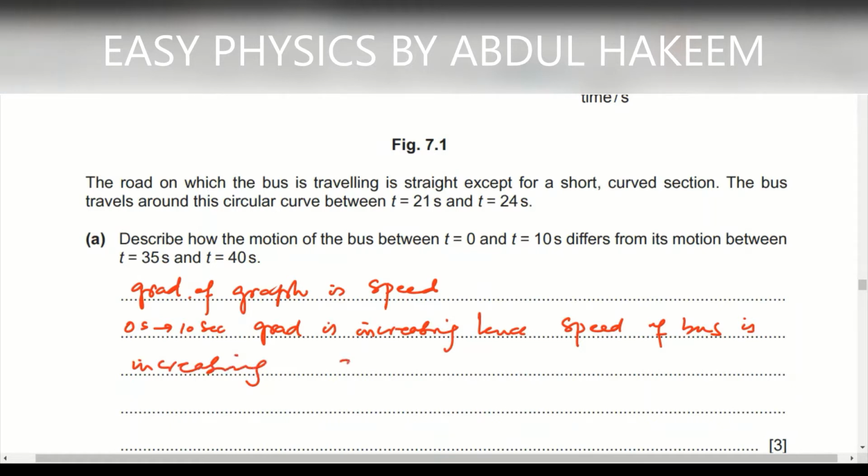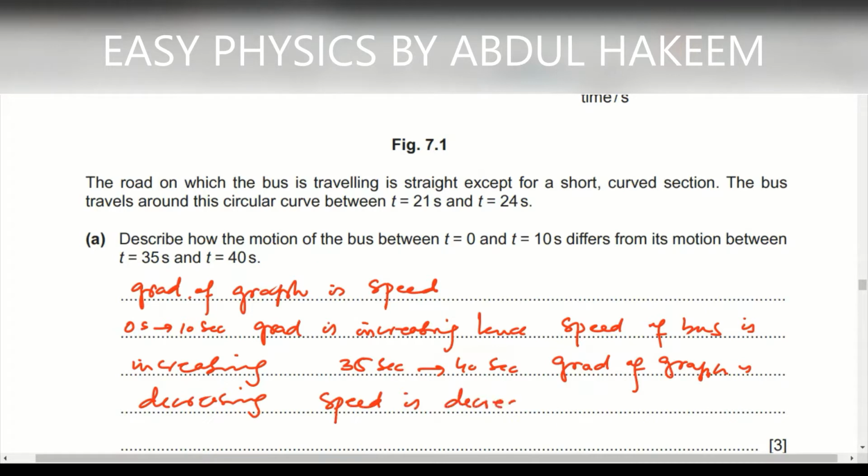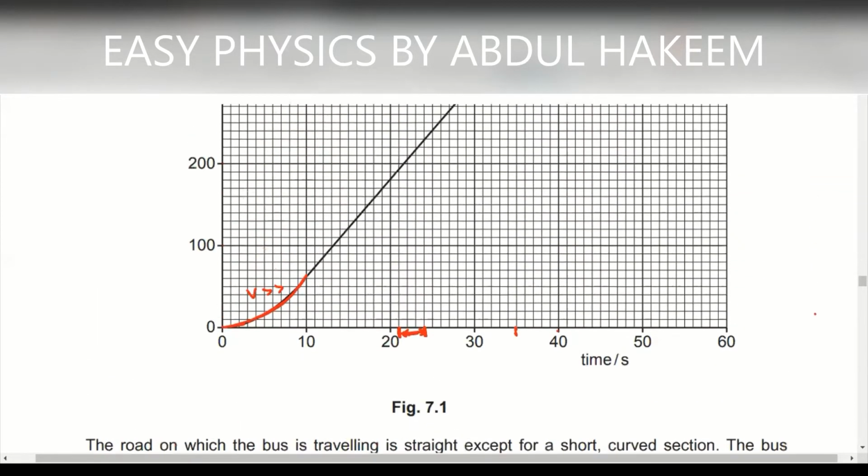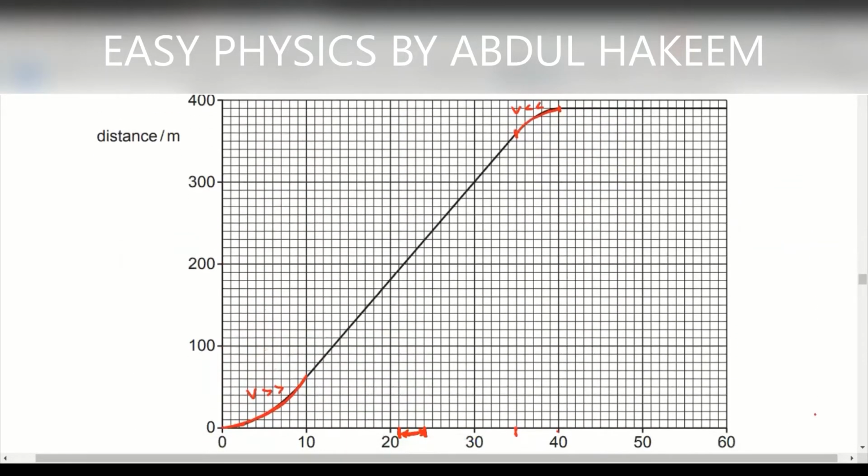And then from 35 seconds to 40 seconds, the gradient of the graph is decreasing. Thus, the speed of the bus is decreasing. So from 0 to 10, speed is increasing. From 35 to 40, it is decreasing. And then we have to look at the size of the gradient.